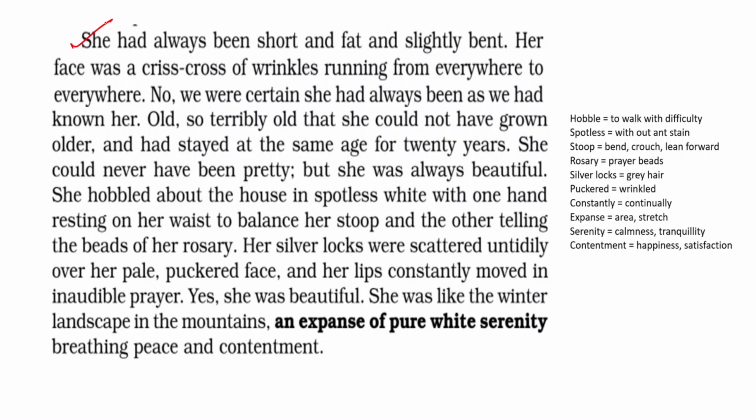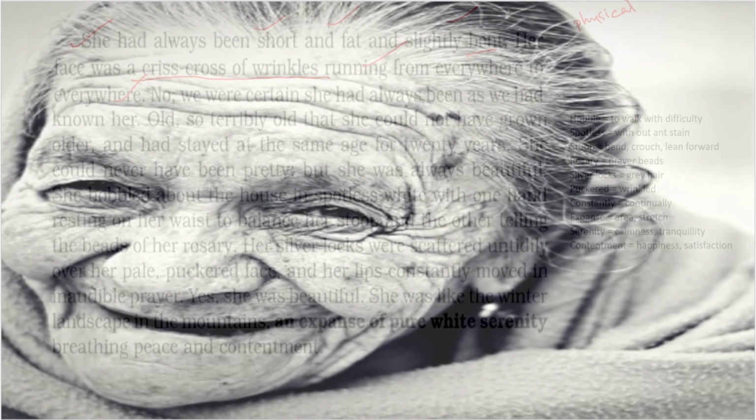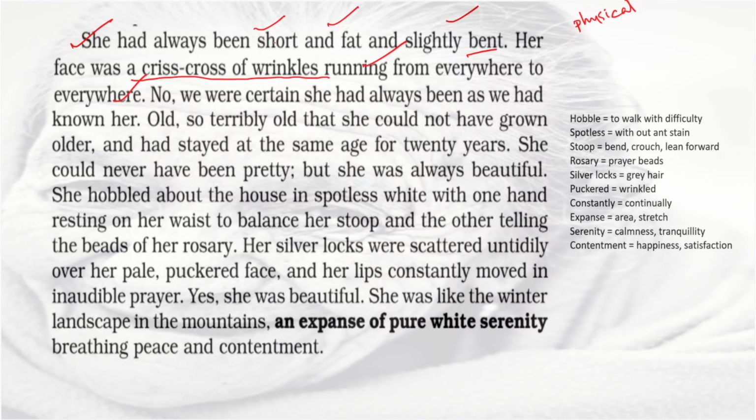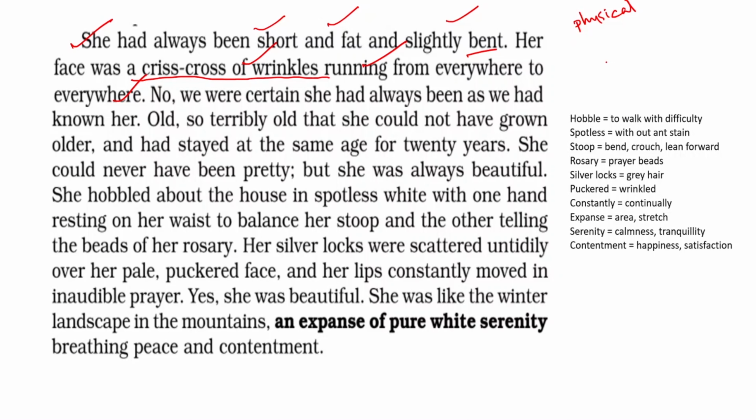She had always been short, fat, and slightly bent. This is the physical description of the grandmother. She was short, she was a fat woman, she had a slight bend while she was walking. Her face was a crisscross of wrinkles, running from everywhere to everywhere, which means that all over her face and body you can see the crisscross of wrinkles like in a crow's paw.